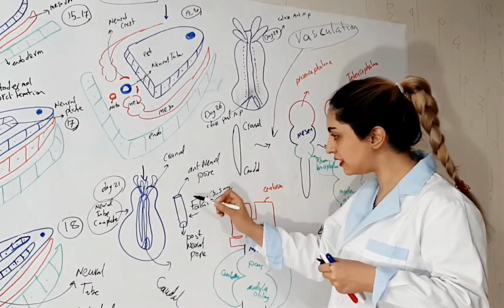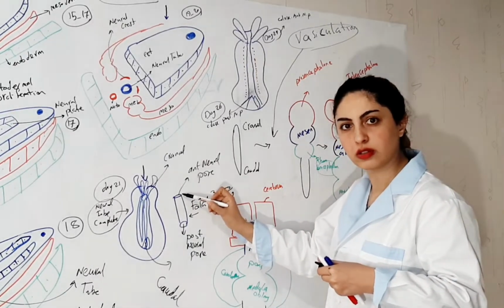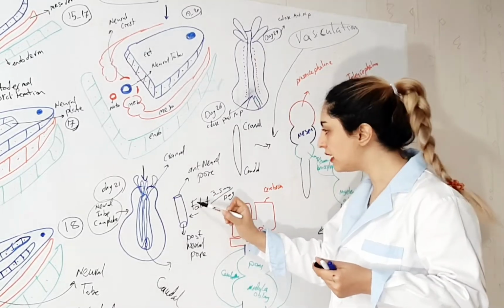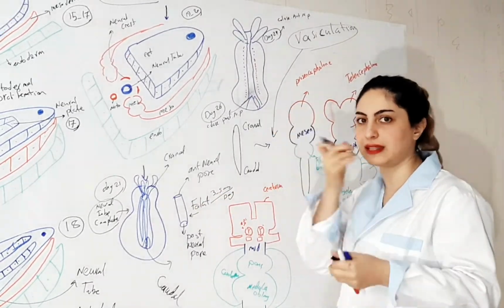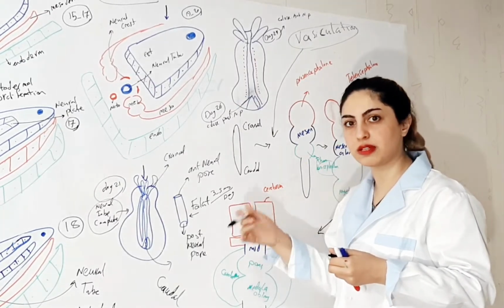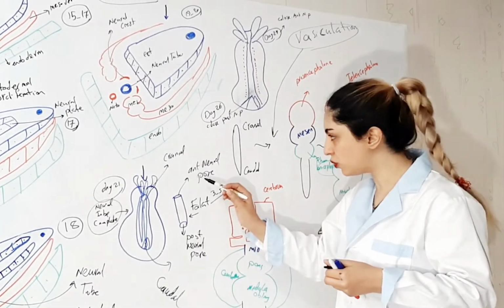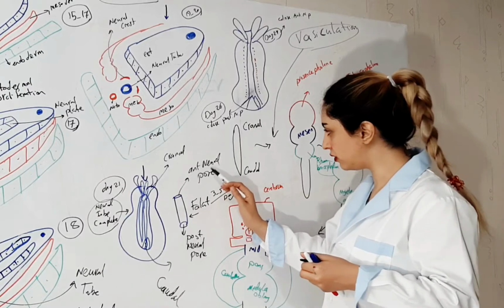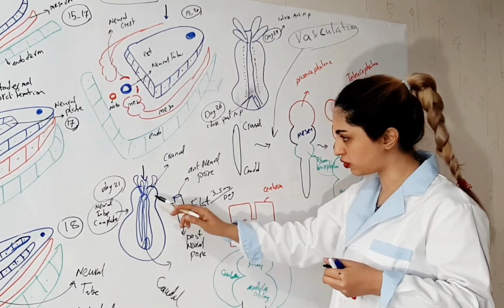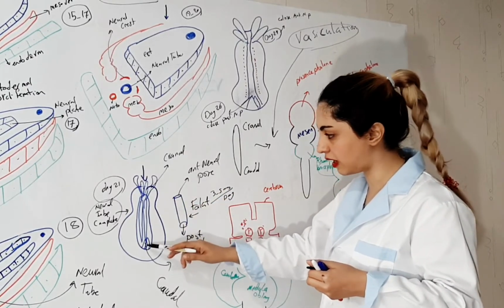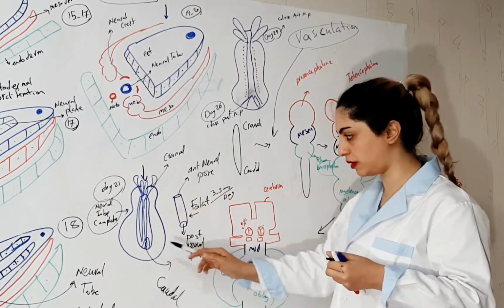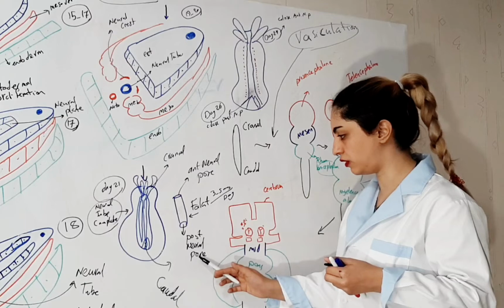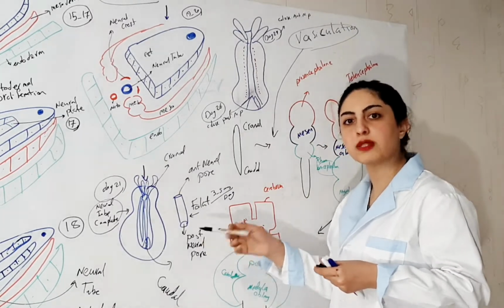But this tube has an opening, a pore. At the tip of it and at the end of it, it is open. This is the anterior neural pore and the posterior neural pore. This is the cranial part, and this is the caudal part. The cranial part has the anterior neural pore, and the caudal part has the posterior neural pore. These pores must be closed.